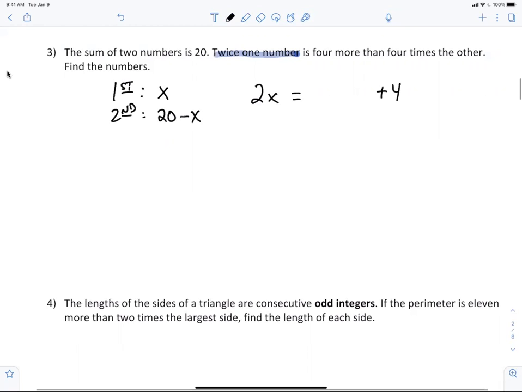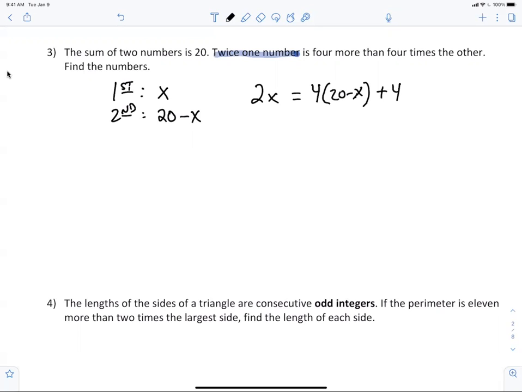How do I write 4 times the other? No, the other number. Shh, stop talking. Go. So how do I write that? Yay, very good. Finally. Look at that, please, and see if that makes sense.